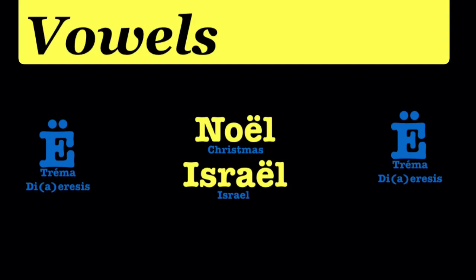Another accent that has the same pronunciation as the accent grave and the accent circumflex when used with the letter E, and that pronunciation is E, is what's called the tréma, which is a little less common than the other accents we've discussed. So here are a couple of examples. Noël and Israël.